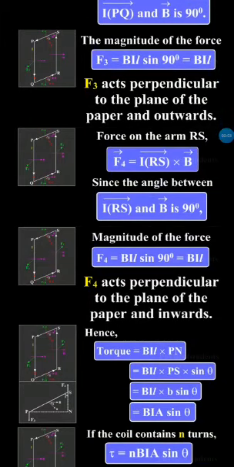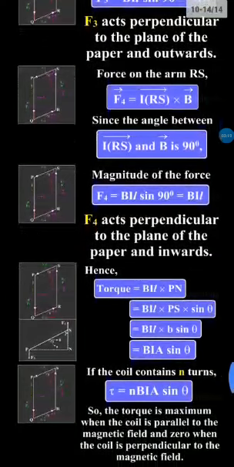Therefore, these two forces are equal and opposite, but their line of action is not same. Therefore, the coil will experience a torque. The formula for the torque is force into perpendicular distance between them. Therefore, torque is equal to BIL cross PN. From the figure, the value of PN is PS sine theta.